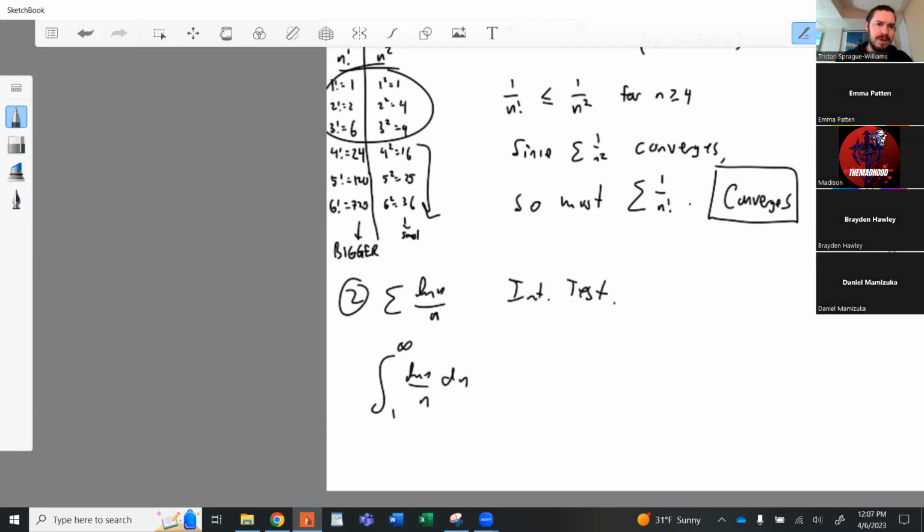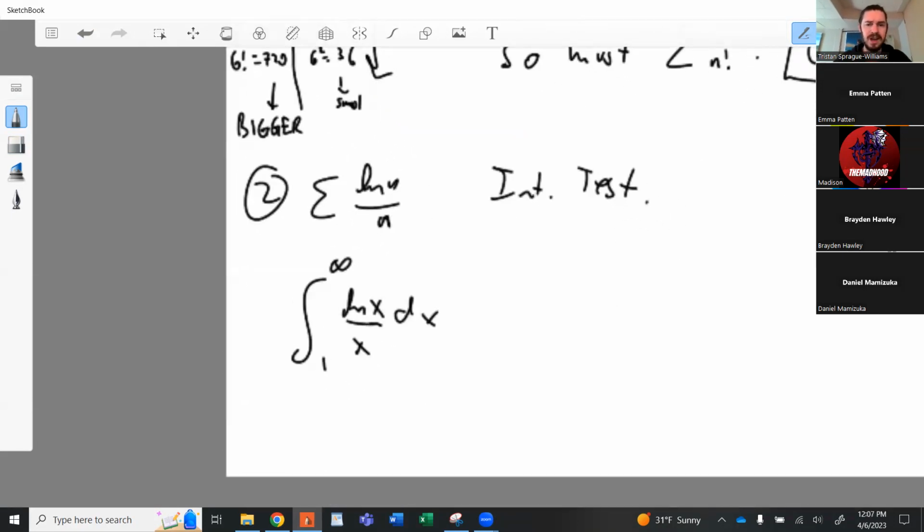We actually should really do it with dx. It's okay to write it with n's, but technically you should do this with x's because n is an integer variable, whereas x is a real variable. And in order to integrate, you've got to be talking about a real function, not an integer-only function. So whatever, it doesn't really matter, but I thought I'd make that point.